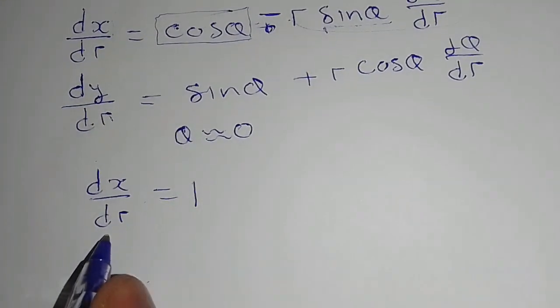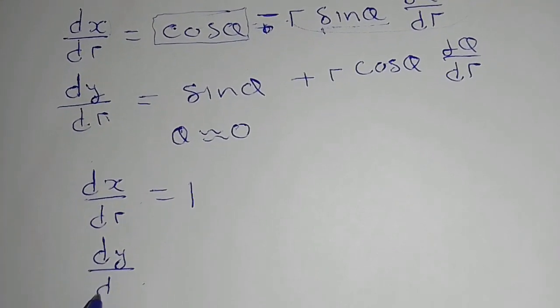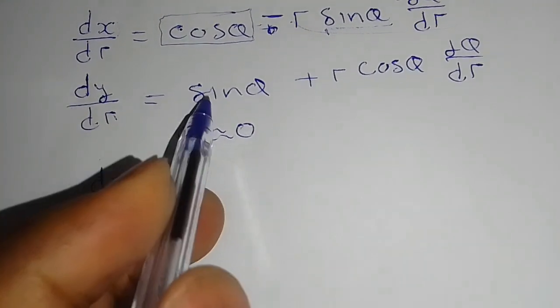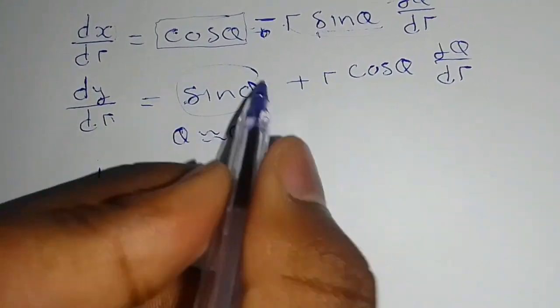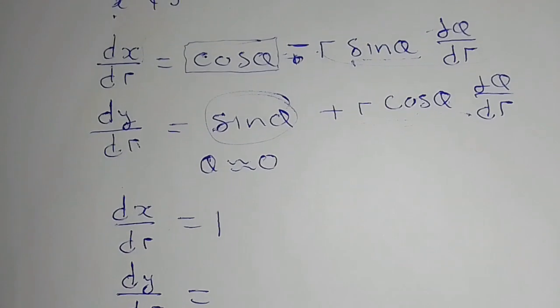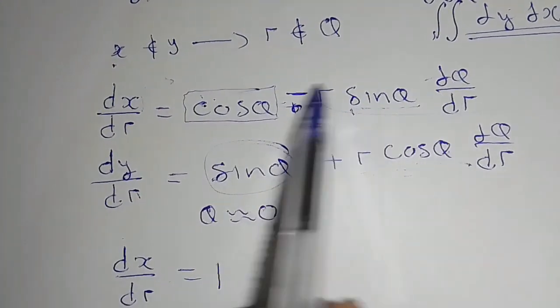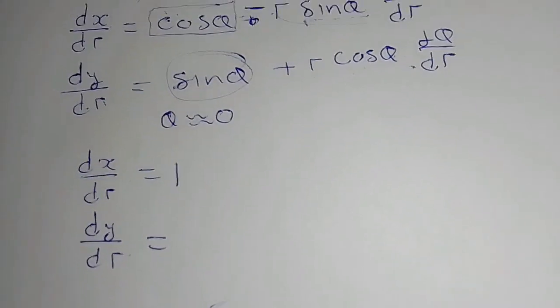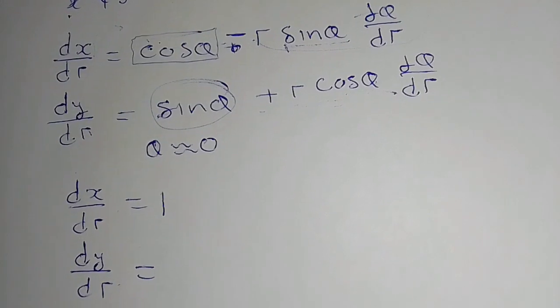And then for dy dr, let's look at what happens. This is just going to be 0. And then this one, cosine, so what I'm doing is taking the limit as theta goes to 0 in both cases, for this case of x and this case of y.